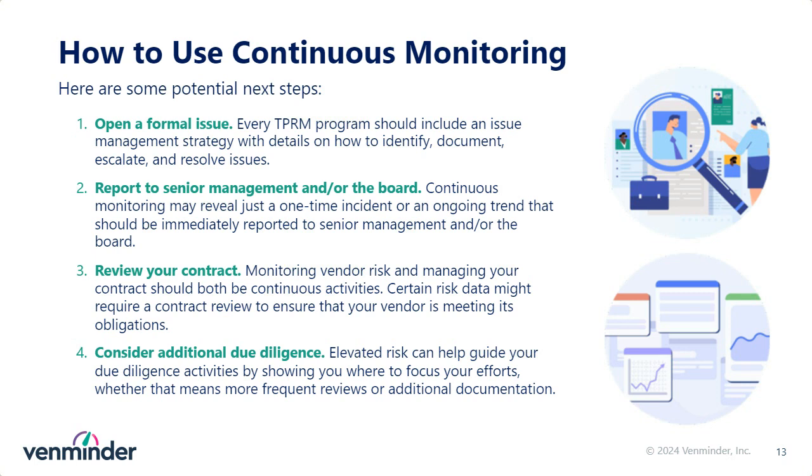Certain risk data or issues you uncovered might require a contract review to make sure that your vendor is meeting its obligations. Monitoring vendor risk and managing your contract should both be part of your continuous activities. An elevated risk that might exist from these issues that you uncovered, that ongoing monitoring will certainly help guide your due diligence activities. It will show you where to focus your efforts, whether that means more frequent reviews or whether it indicates you should gather and review additional documentation from that vendor.